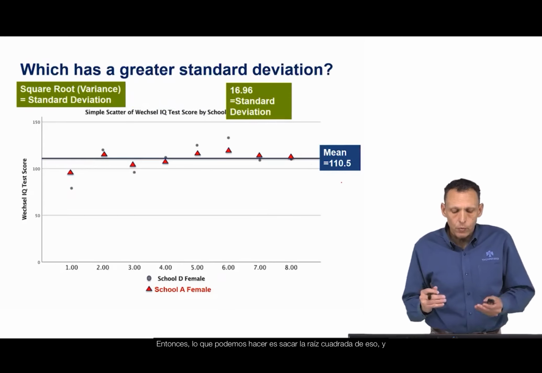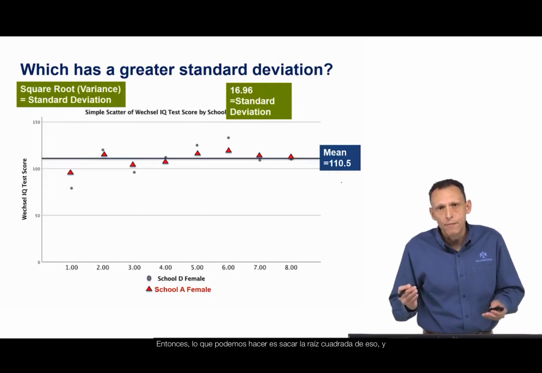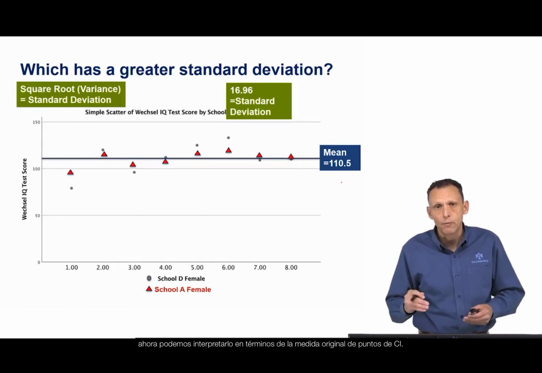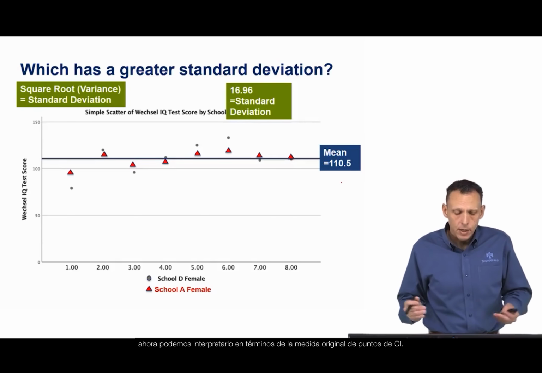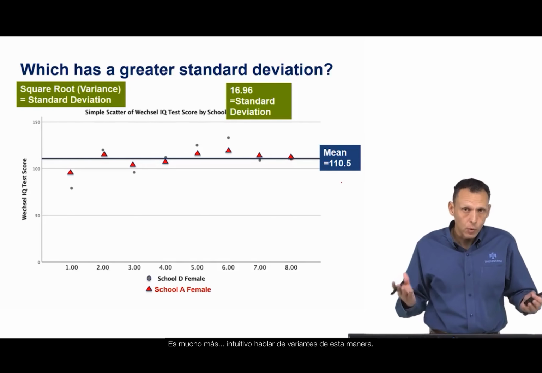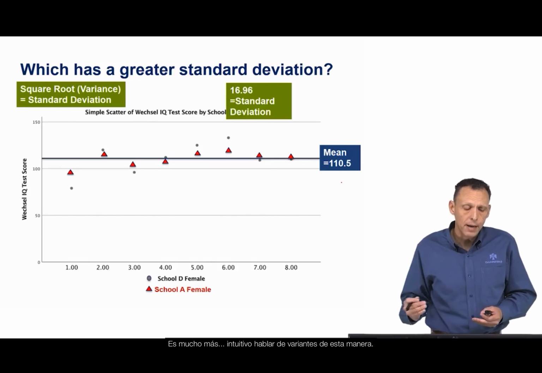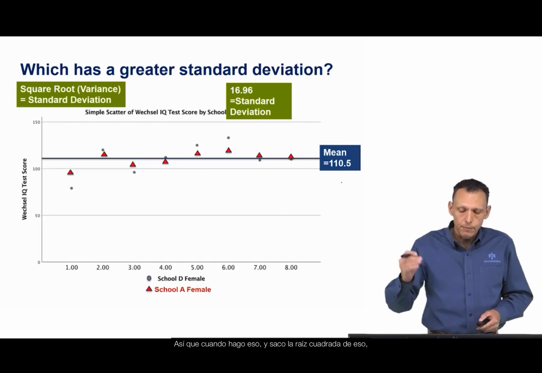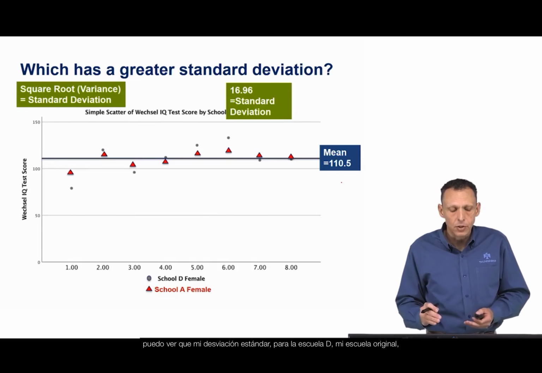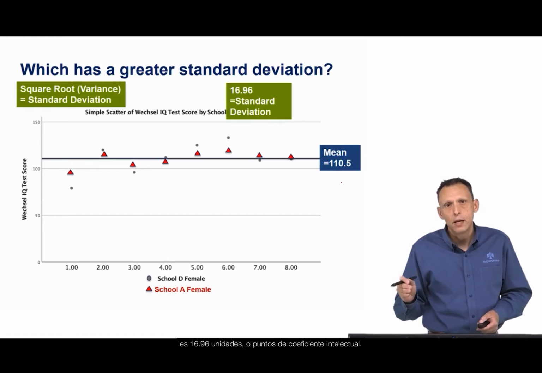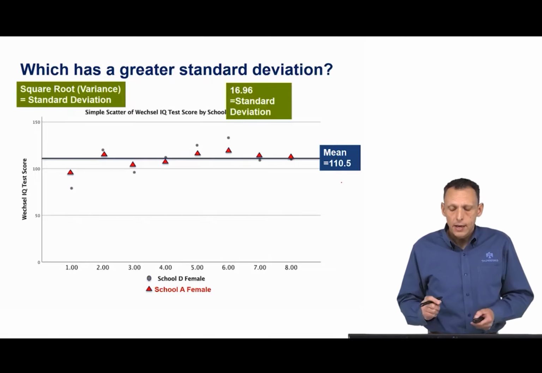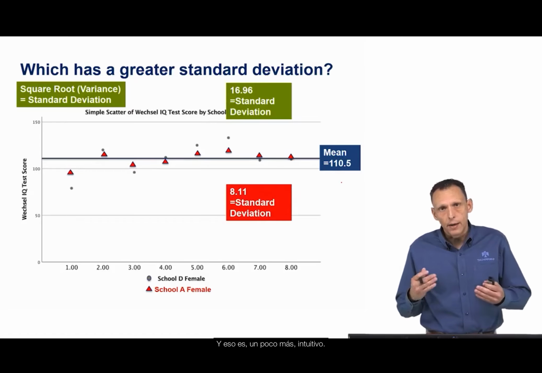So what we can do is take the square root of that, and we can actually now interpret it back in terms of the original measure of IQ points. And this is much more useful. It's way more intuitive to talk about variance this way. So when I do that and I take the square root of that, I can see that my standard deviation for school D, my original school, is 16.96 units, or IQ points. And that's a little bit more intuitive.